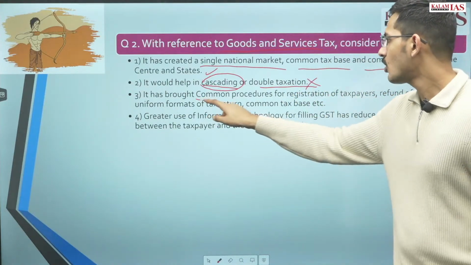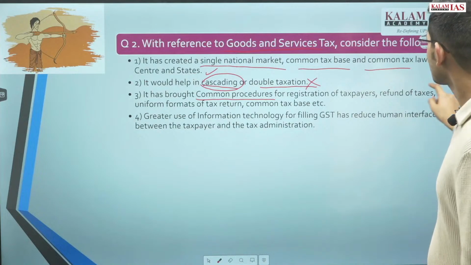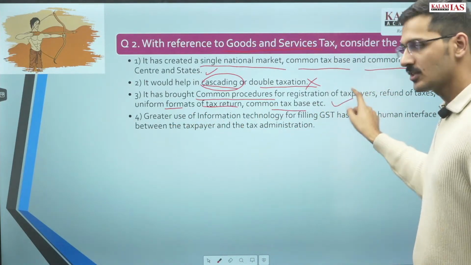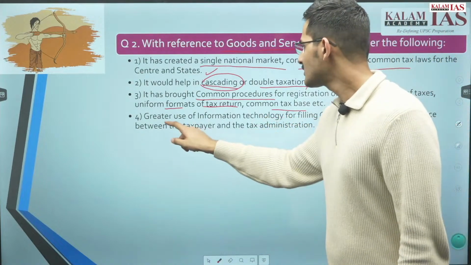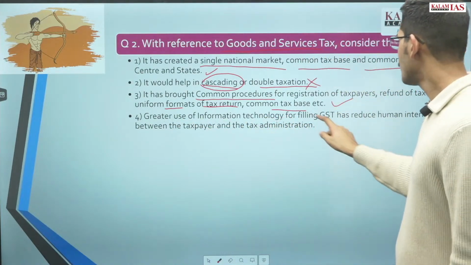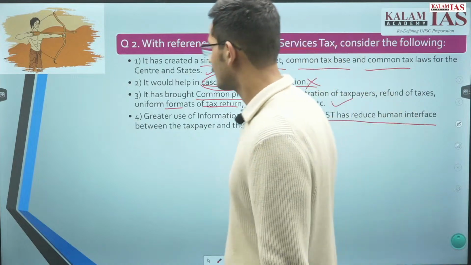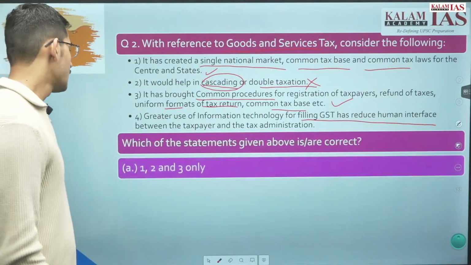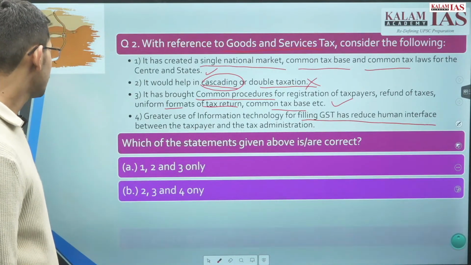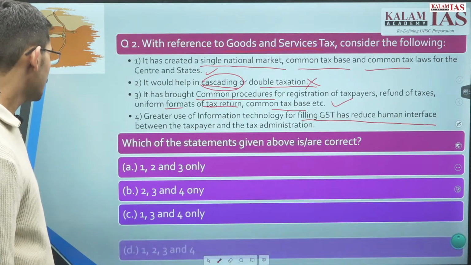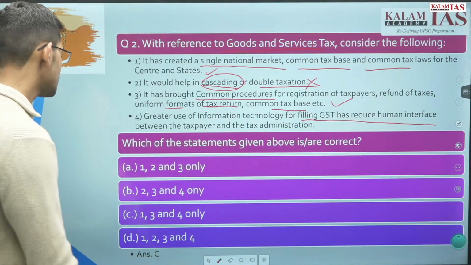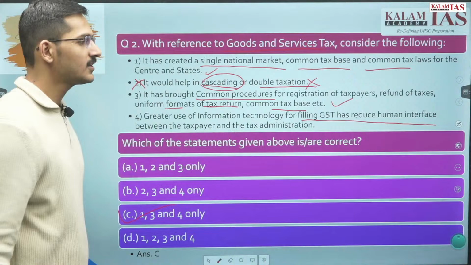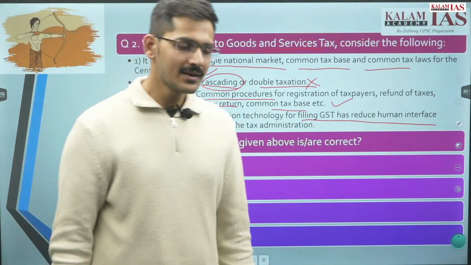Next is, it has brought common procedure for registration of taxpayers, refund of taxes, and uniform formats for tax returns and common tax base. This one is also a correct statement. Next is, greater use of information technology for filing of GST has reduced human interface. This is also a correct statement. Now looking at the options: 1, 2, 3; 2, 3, 4; 1, 3, 4; and 1, 2, 3, 4. The answer here is C, 1, 3 and 4. The second statement is wrong. The first, third and fourth statements are correct.